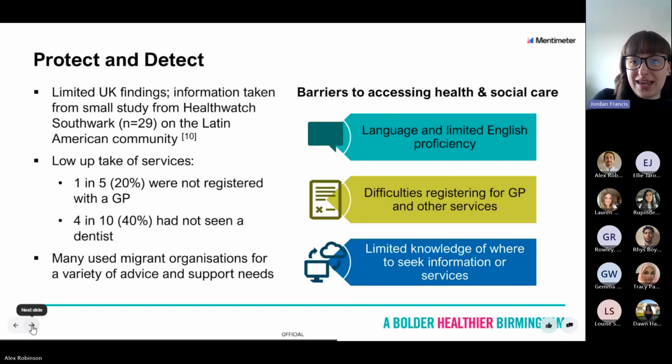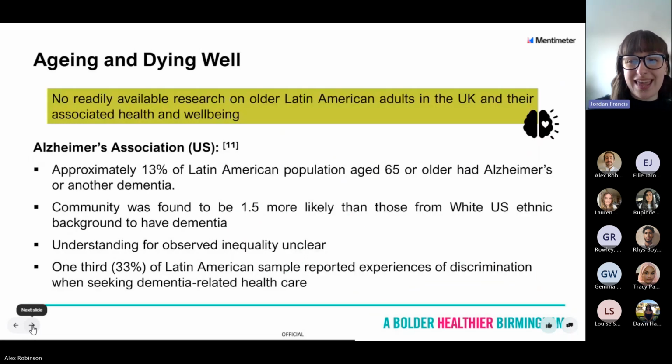Now, finally, looking at ageing and dying well, there was, again, very limited information on the older Latin American population in the UK and their health and well-being. But there was a US-based study done by the Alzheimer's Association that looked at the prevalence of Alzheimer's and dementia among the Latin American population and found that the community was around 1.5 times more likely than those from white US ethnic backgrounds to have dementia.